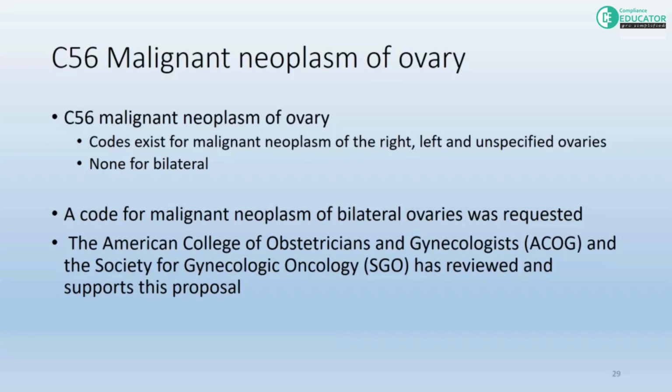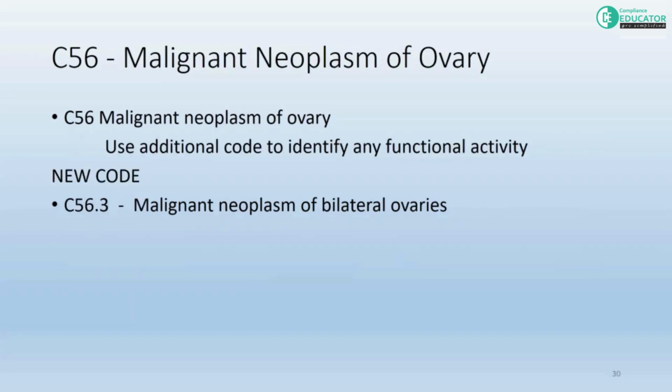Under malignant neoplasm of the ovary, we have codes that existed for right, left, and unspecified, but they didn't have a code for bilateral. So they said, okay, could we please have a code for bilateral? And then what we have, as we frequently see, is they took a code and expanded it out by another digit. So previously, we had a malignant neoplasm of ovary code, and now we're going to see the 0.3 is added to the section in order to account for the bilateral ovaries.